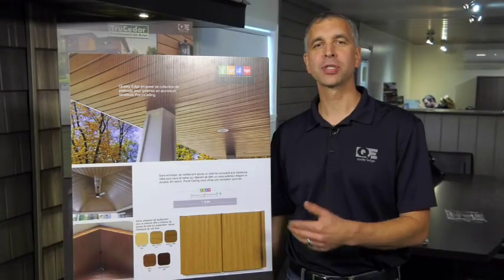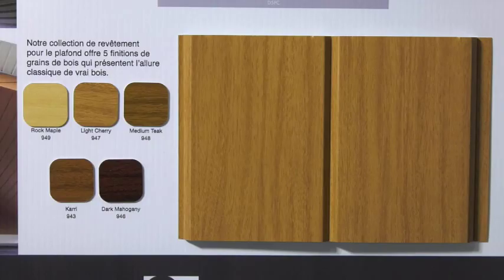Qualite Edge offers the porch ceiling collection. The porch ceiling collection comes in 5 different colors and really gives a wood look underneath the porch. They're normally made in 12 foot panels, and we can do customs up to 16 feet.